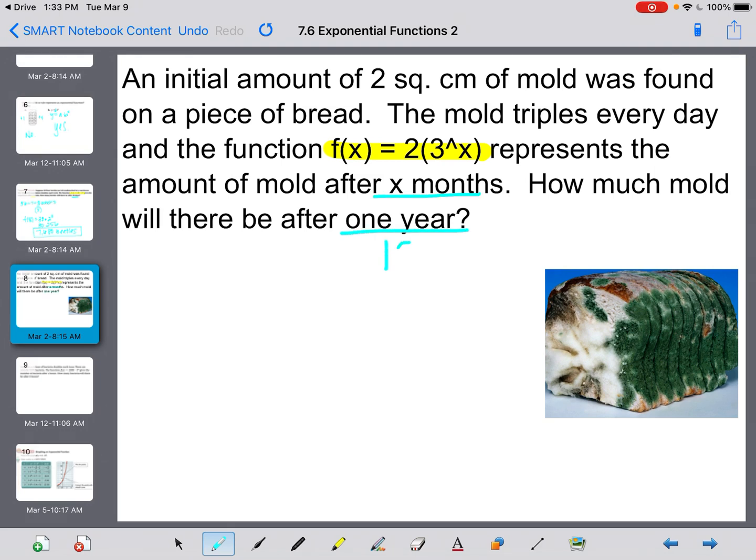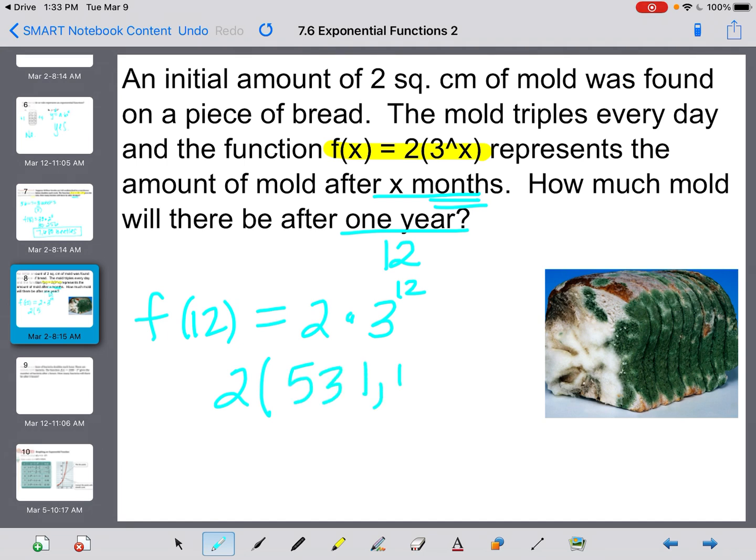Okay, so 1 year is 12 months since x is represented by months. So we're going to plug in a 12 for x. 2 times 3 to the 12th power. 3 to the 12th power is actually 531,441, times 2 gives us 1,062,882 centimeters.